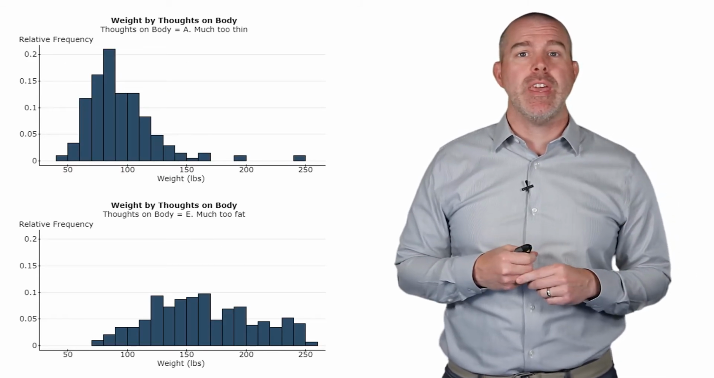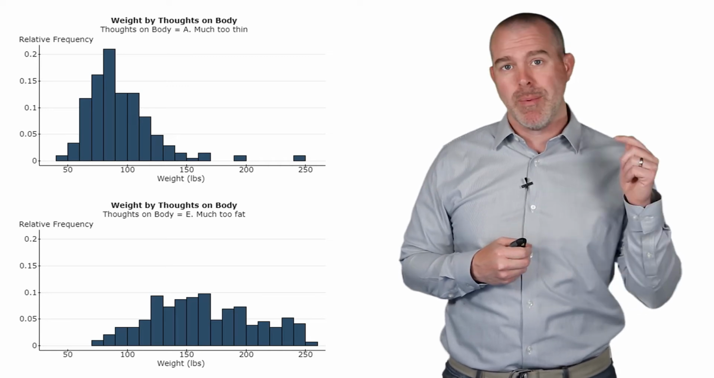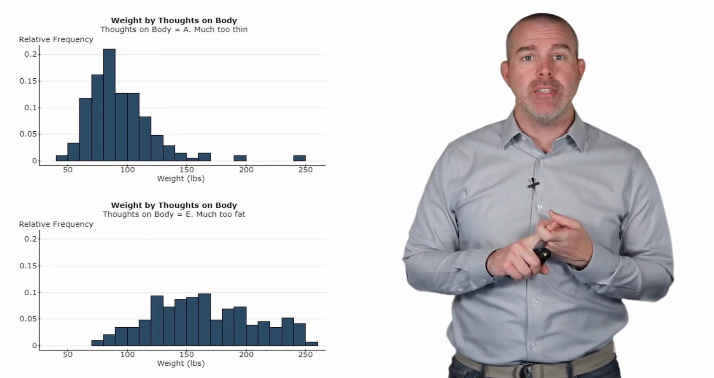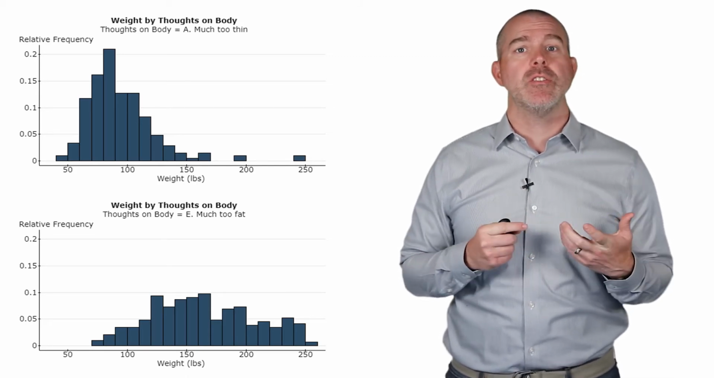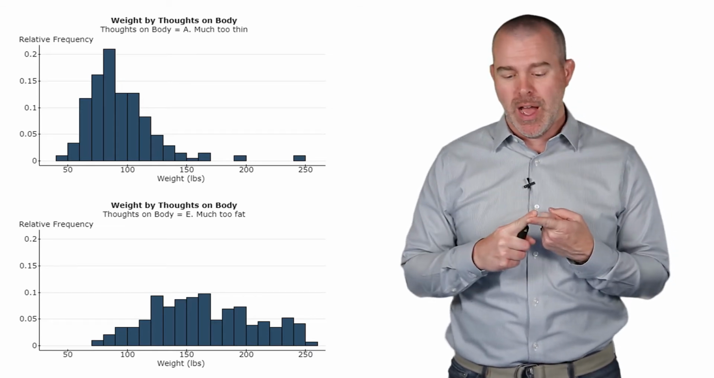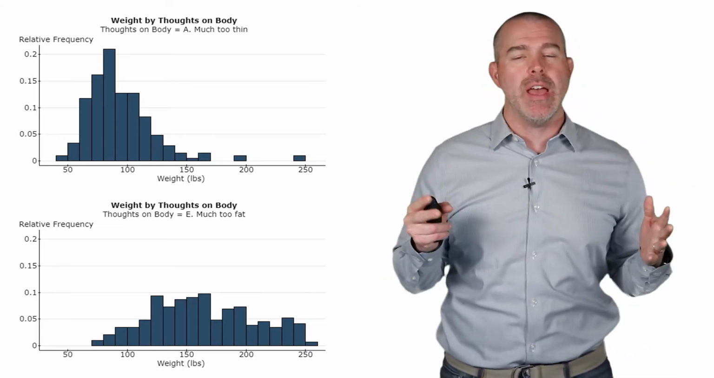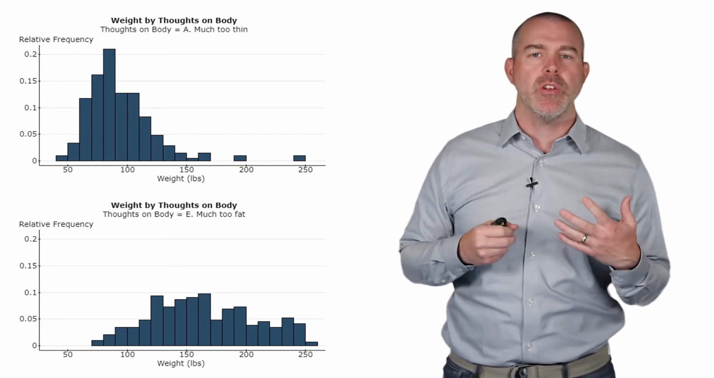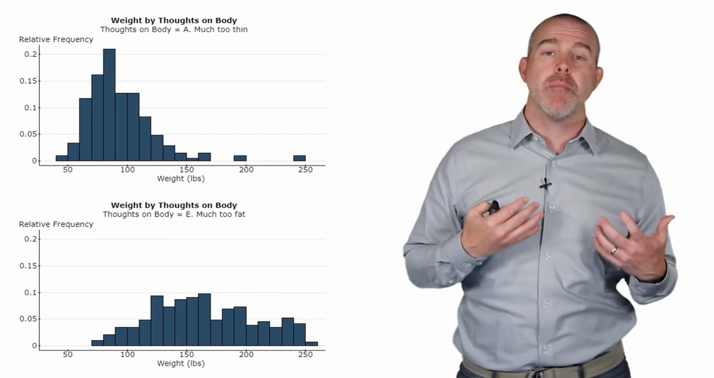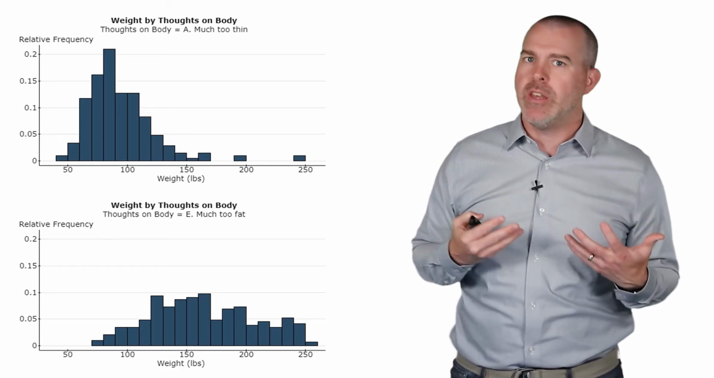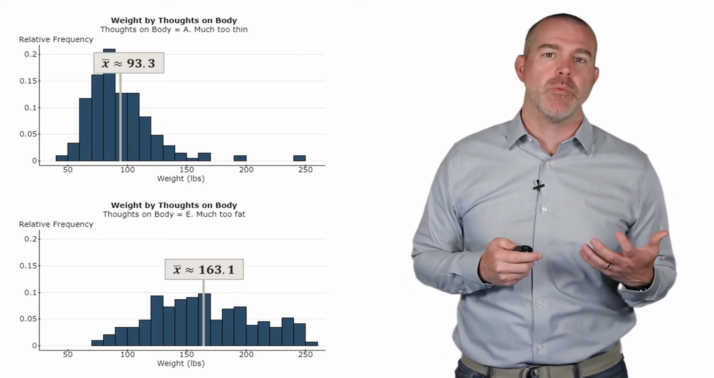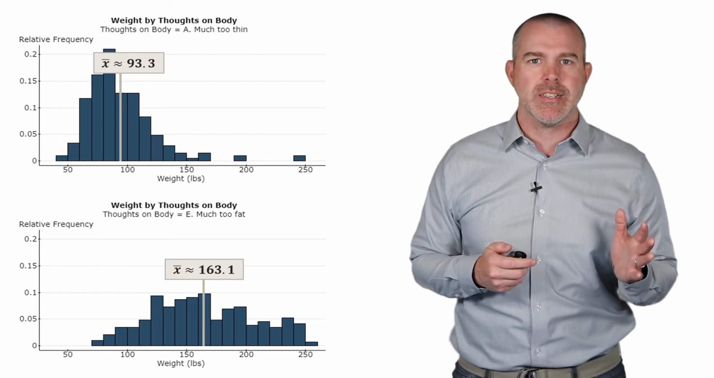Here's another one. This is from the Health Behaviors in School-Aged Children database. Again, I'll put that link in the description. I have the histogram of the weight, and it's grouped by the individual's thoughts on their body. So I have the much too thin up here and then the much too fat, so both ends of the spectrum. You would expect those who feel they're much too thin to have a lower average weight, and those who think they're much too fat to have a higher average weight, and you can clearly see that on the histograms. So the means are different, 93.3 versus 163.1, so this is as expected.